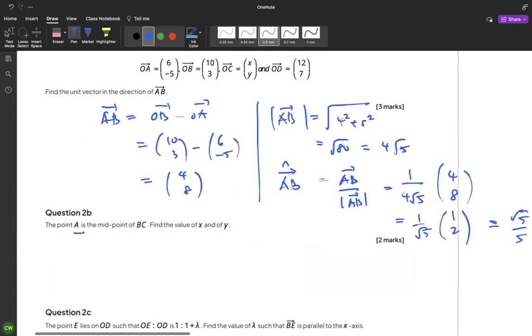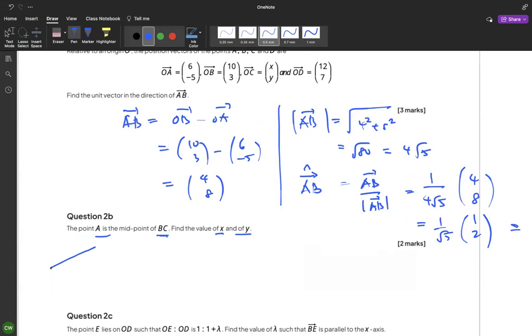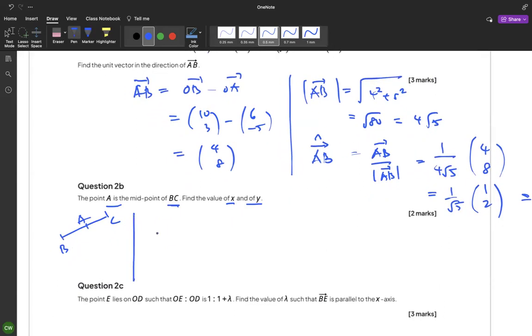A is the midpoint of BC. Find the value of s and y. How are we going to do it? Now that is AB, BC, and that is A here. What does it mean to you? Midpoint. What is the formula for midpoint? OA is equal to what? OB plus what? OC divided by what? 2. Midpoint.